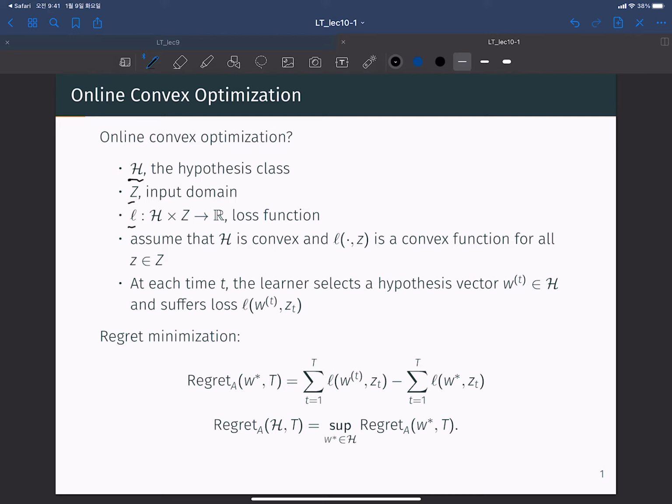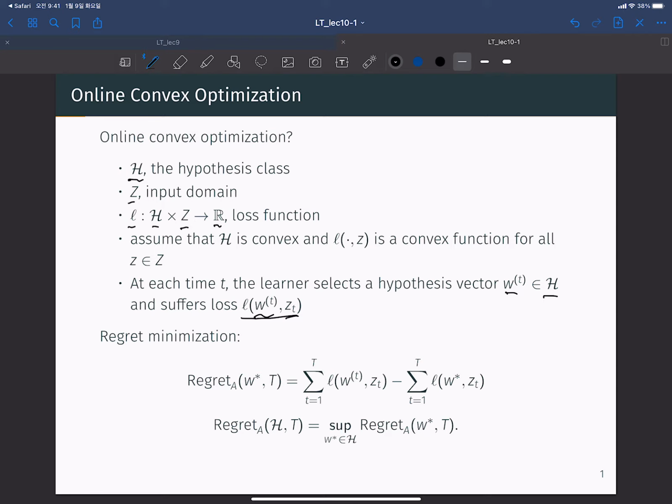Then the loss function L is a function of hypothesis and input, which gives us a real-valued number, the loss value. And assume that H is convex, so the hypothesis class shape is a convex set, and the loss function is also a convex function for all z. Then at each time, the learner should select a hypothesis vector w_t from the hypothesis class and get the loss for w_t and z_t.